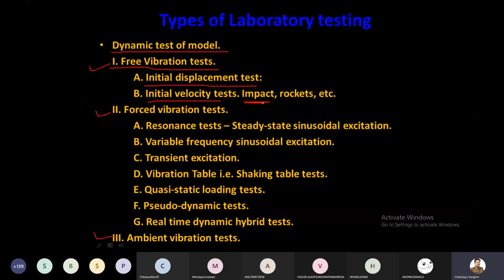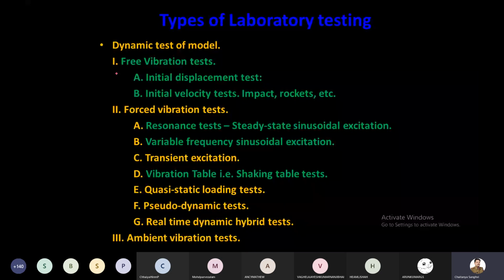And as far as the forced vibration test is concerned, there are a number of tests. You can see the resonance test, variable frequency, sinusoidal excitation, transient excitation, vibration table, shaking table test, quasi-static loading test, pseudo-dynamic test, real-time dynamic hybrid test. I'm not going to talk about all of these, but today we will talk about these tests. One is the free vibration test, where we are going to have an initial displacement test and an initial velocity test. Then we go for the resonance test and the variable frequency test, right? So this is the scope as far as today's session is concerned, right?